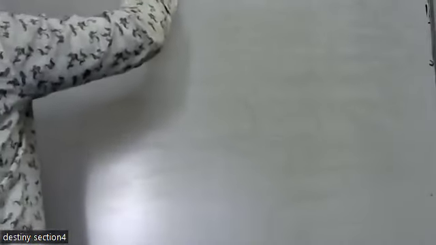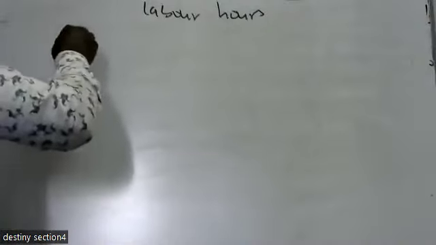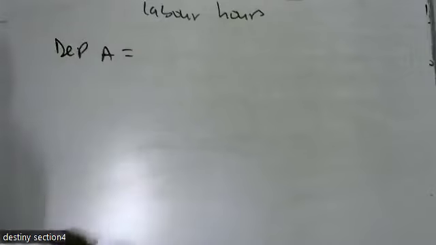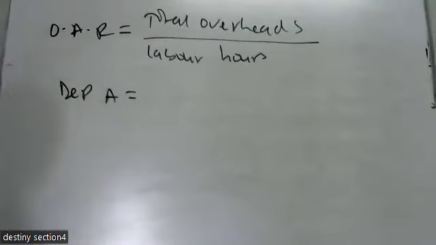Would it be total overheads? Total overheads, we divide by the labor hours. So we compute for each department. We start with department A.